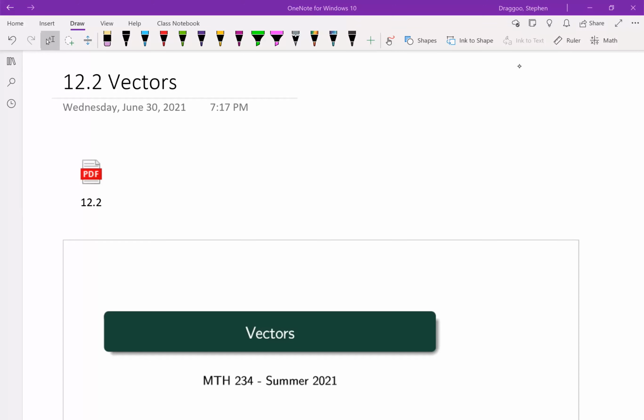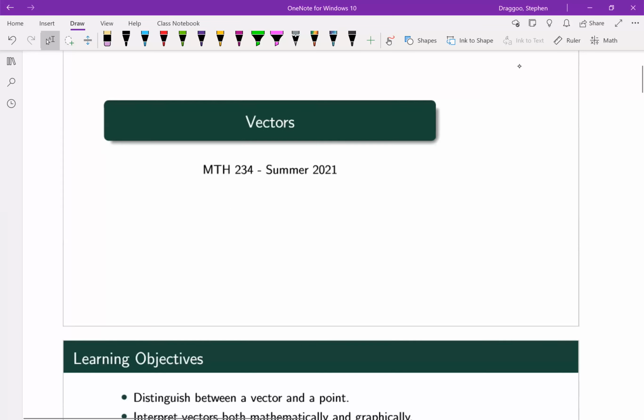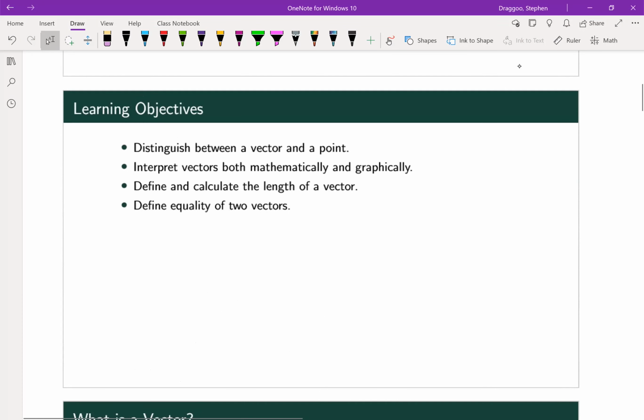All right, let's take a look at section 12.2, which is going to cover vectors. So learning objectives this time around: distinguish between a vector and a point. Also, we're going to go ahead and add a scalar to that as well. So also the difference between a vector and a scalar.